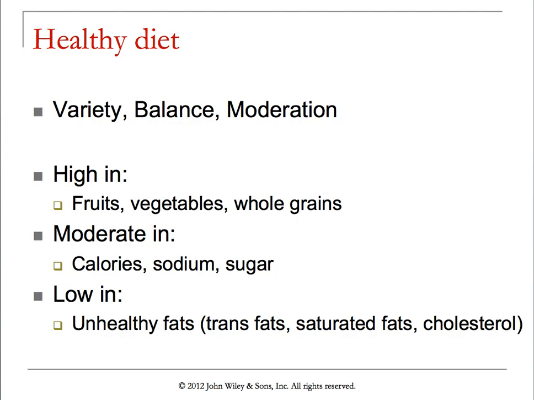So what constitutes a healthy diet? A healthy diet should have variety, balance, and moderation. It should be high in fruits, vegetables, and whole grains, moderate in calories, sodium, and sugar, and low in unhealthy fats such as trans fats, saturated fats, and cholesterol.